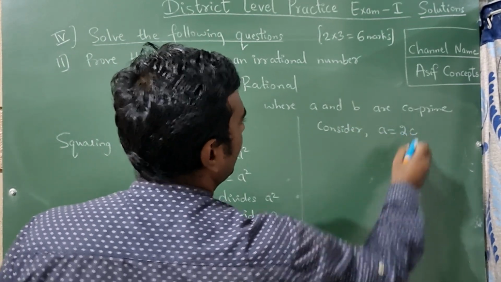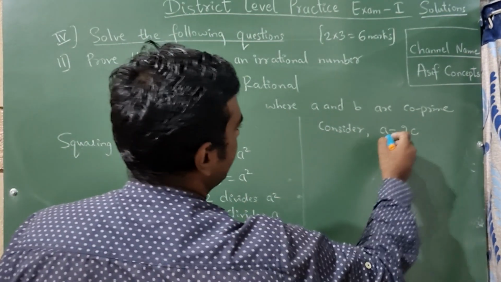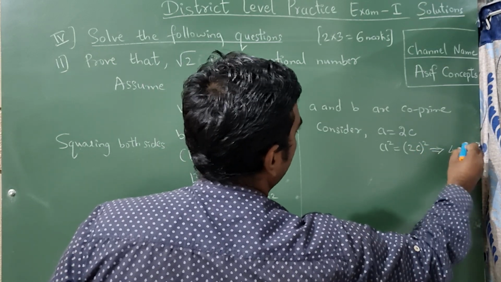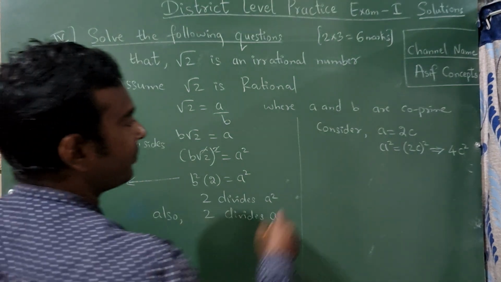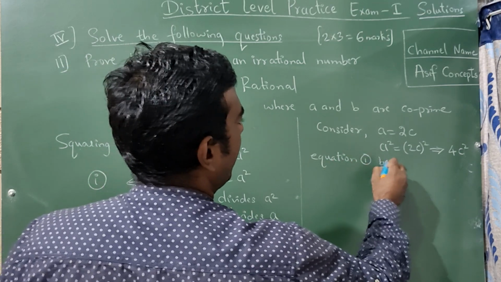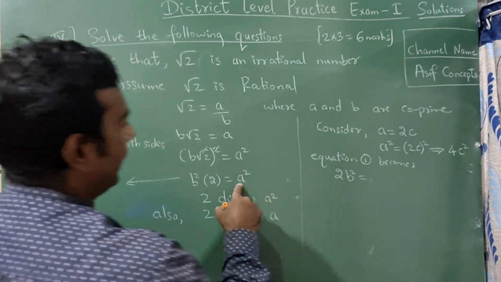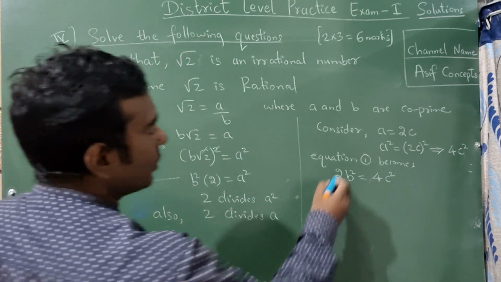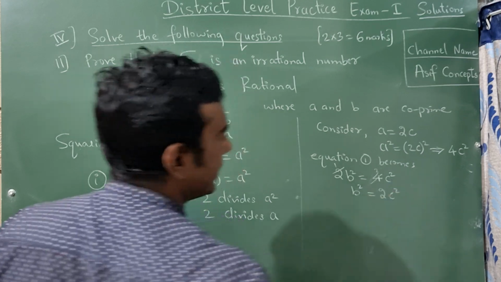Now consider A is equal to 2C. Here square this. So A square is equal to 2C square. This can be written as 4C square. Now substitute in this equation, that is equation 1. Equation 1 becomes 2B square. In place of A square, I am going to write 4C square. 2 ones are 2, 2 twos are 4. So it is B square is equal to 2C square.